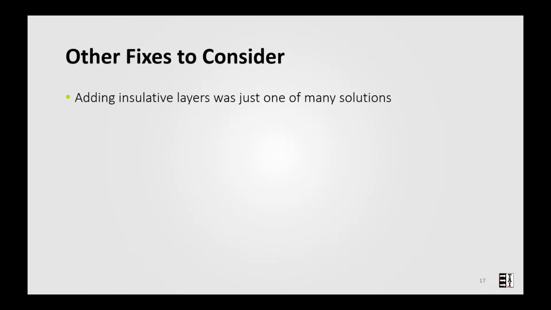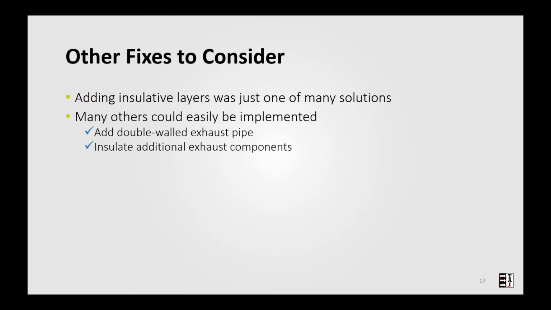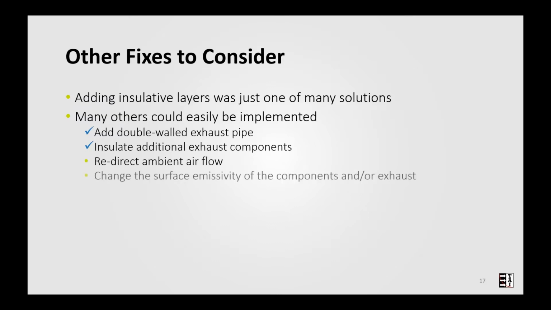So adding insulative layers was just one of many solutions that we could have evaluated. It may not have been the most cost-effective or the most timely manner to implement. So many others could easily be implemented in the model, each taking little time to set up. Other than the two that were already assessed, the user could model a way to redirect ambient airflow to some of these components. They could change the surface emissivity of the critical components so they receive less thermal radiation.